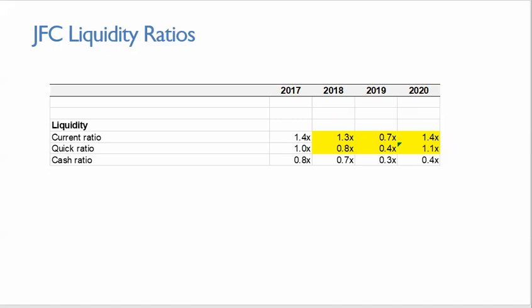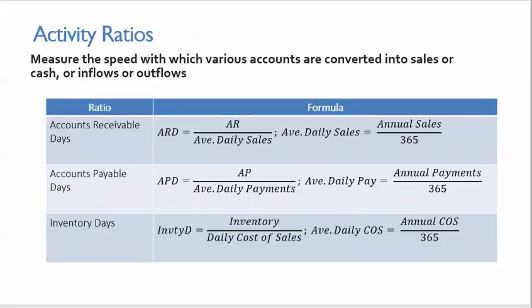Next are activity ratios. Activity ratios are sometimes called efficiency ratios. They measure the speed with which various accounts are converted into sales or cash, or inflows and outflows. So, speed ng conversion to cash. So, what are the usual three measures of speed of conversion into cash?